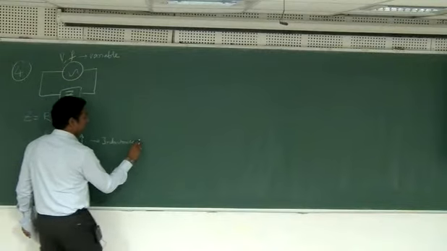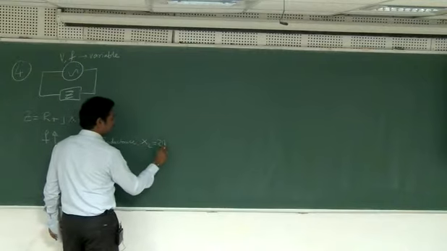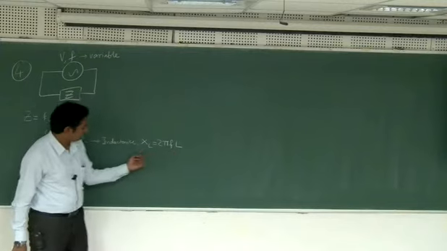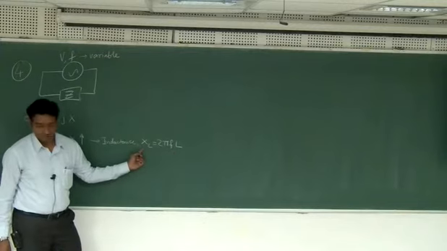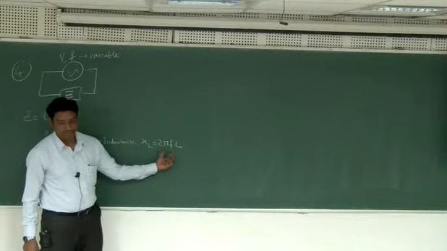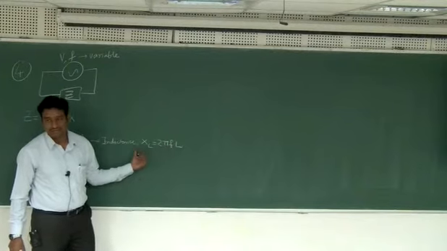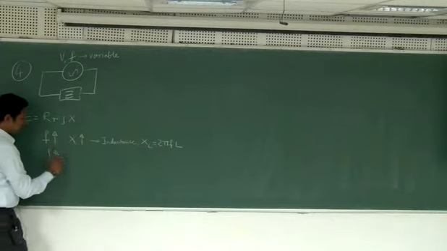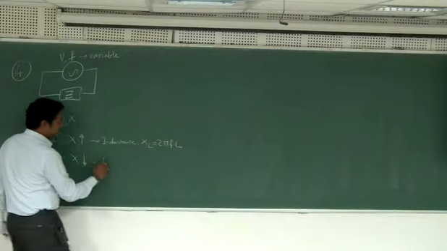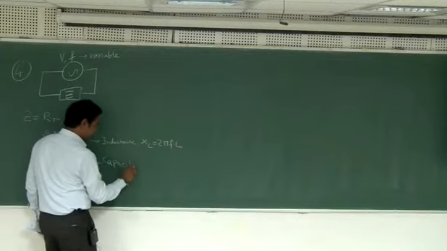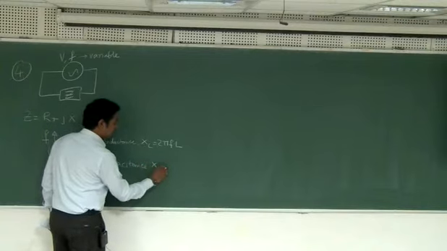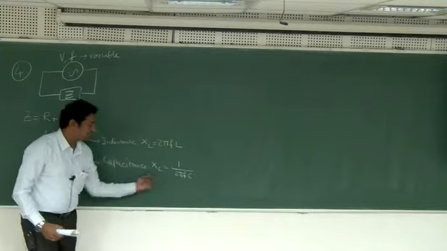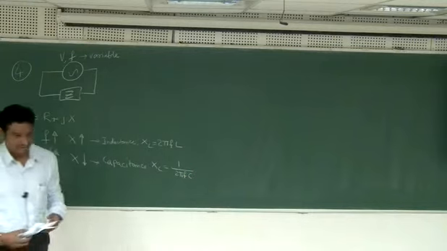XL is 2 pi F L, where L is the inductance in henrys, XL is the reactance in ohms, and this 2 pi F is the multiplier which converts the inductance value into reactance. If F increases, X decreases in the case of capacitance. So Xc equals 1 by 2 pi F C. F and Xc are inversely proportional, so as frequency increases, reactance decreases.